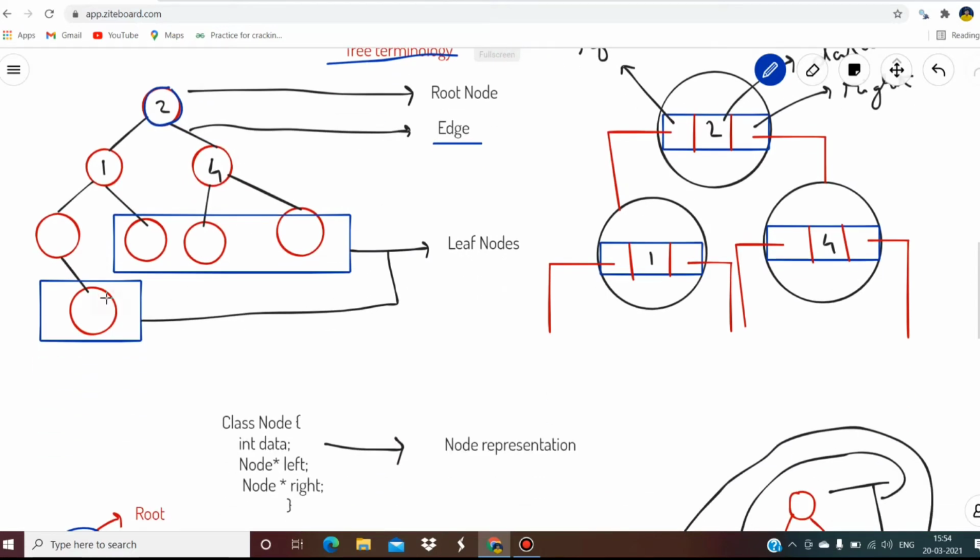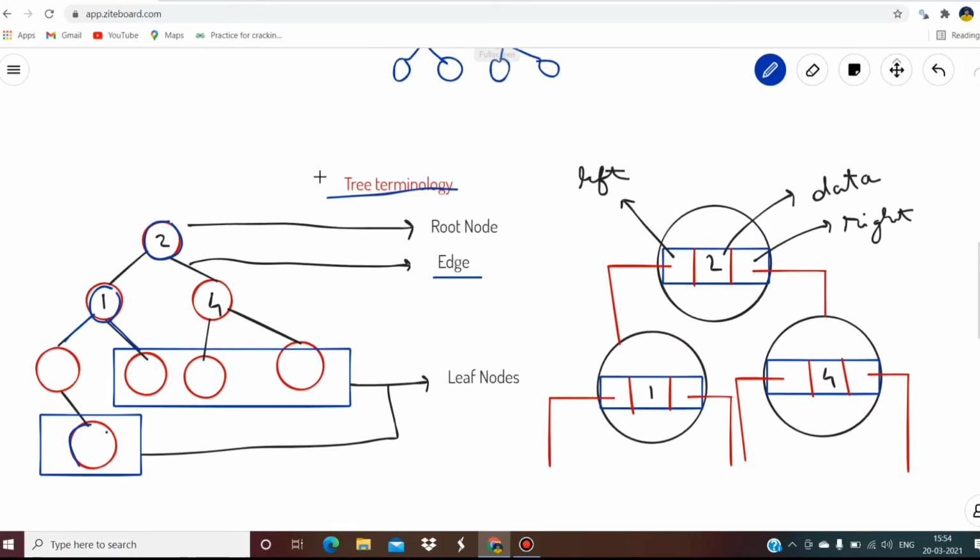It's nothing but the type of node which does not have left and right children. So basically if we look at this node, it does not have left and right children. But if we look at this node having data 1, it has its left as well as right children. So leaf nodes are those nodes which do not have left and right children.